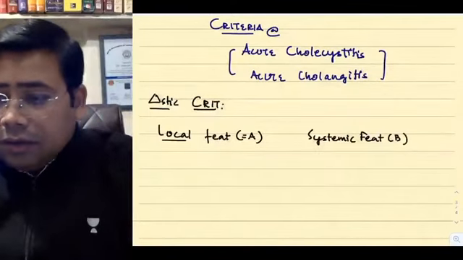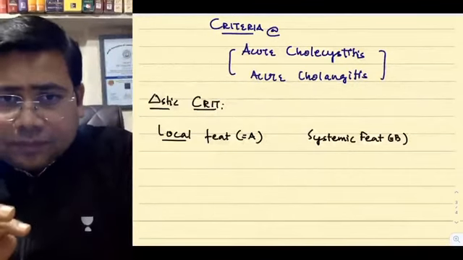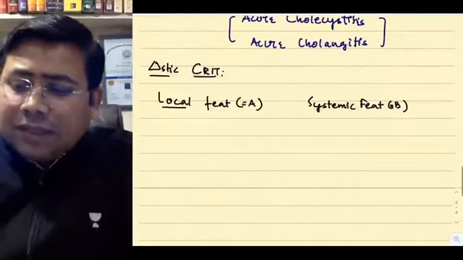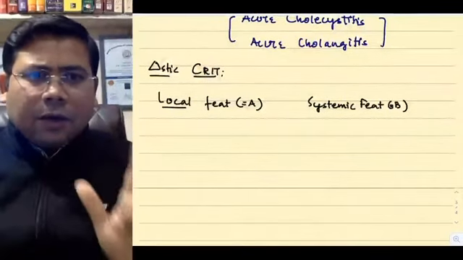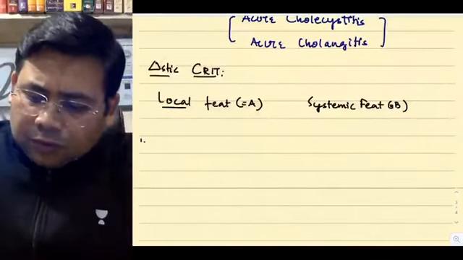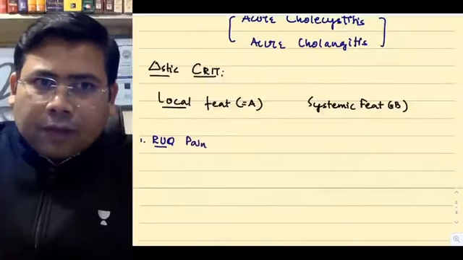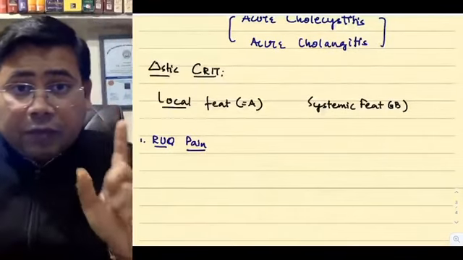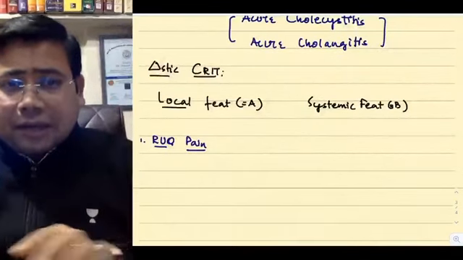And then the third column is the radiological features, which we will see at the end. So what are the local features? The first classical local feature is right upper quadrant pain. Right upper quadrant pain is very important. If there is right upper quadrant pain, yes, it is taken.